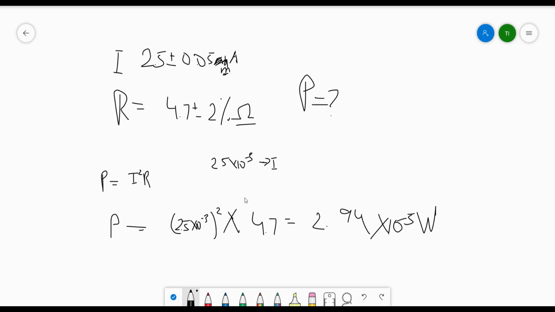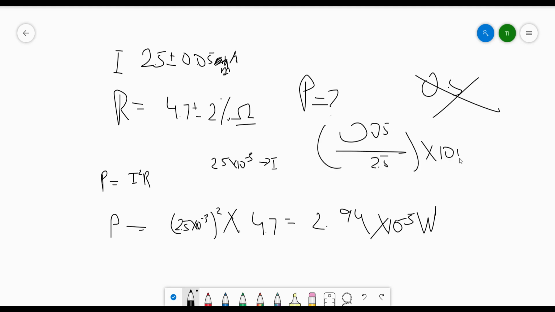That is not all. You're also going to have to find the percentage uncertainty. For the current, that is 0.05 divided by 2.5 times 100, that is 2%. And the other one, by the same method, you will get 2%. Again, the percentage is already given, so it's helping you.